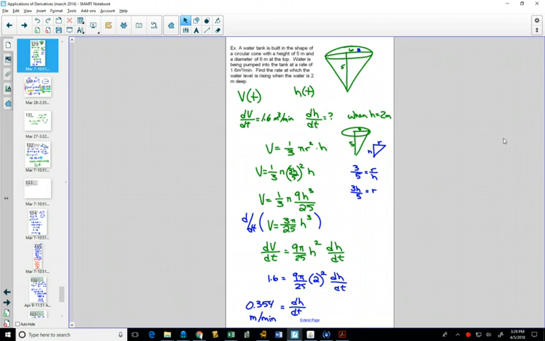Any questions about any parts of it? Again, start with your formula. Don't worry about trying to get the variables. And then using your ratios, I find it really helpful to draw the picture off to the side.